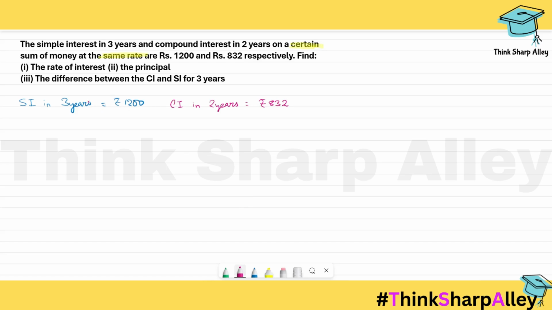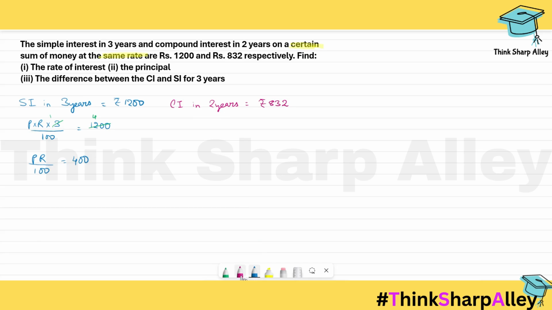Now first we will use our good old formula of SI, PRT by 100, which is equal to 1200, and in place of time I'll use 3 years. Right? And this 3 will come down, so I'll get PR by 100 as 1200 by 3, and let's do the cancellation. So we get PR by 100 as 400. Now wonder why I have not taken this 100 this side? You will come to know in a moment.